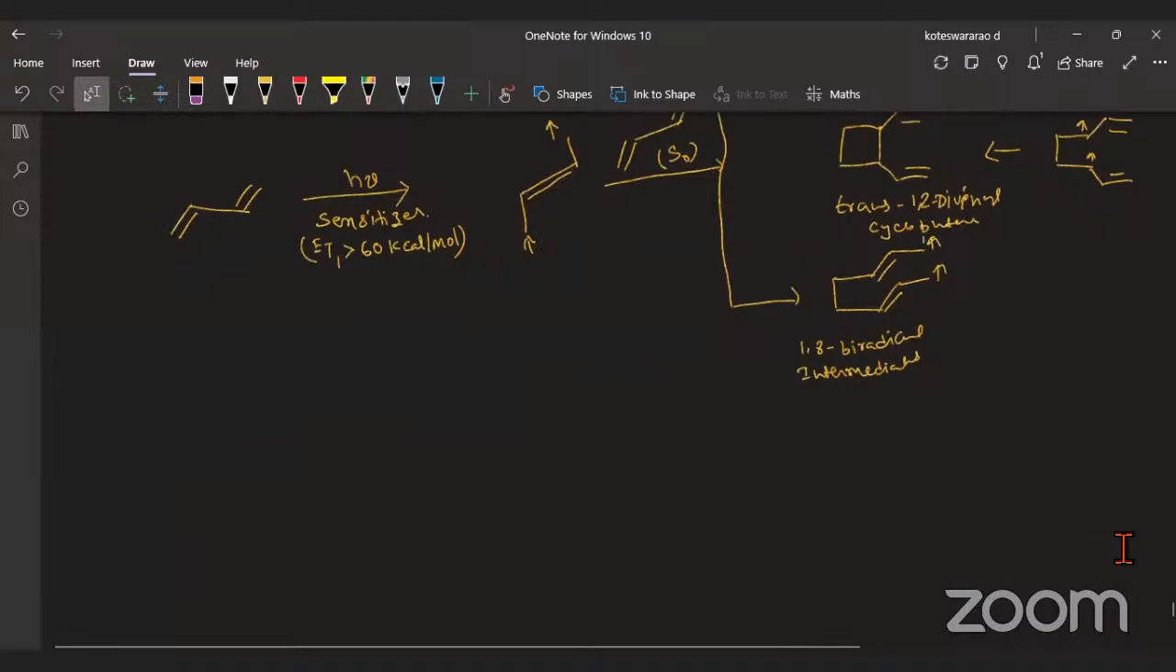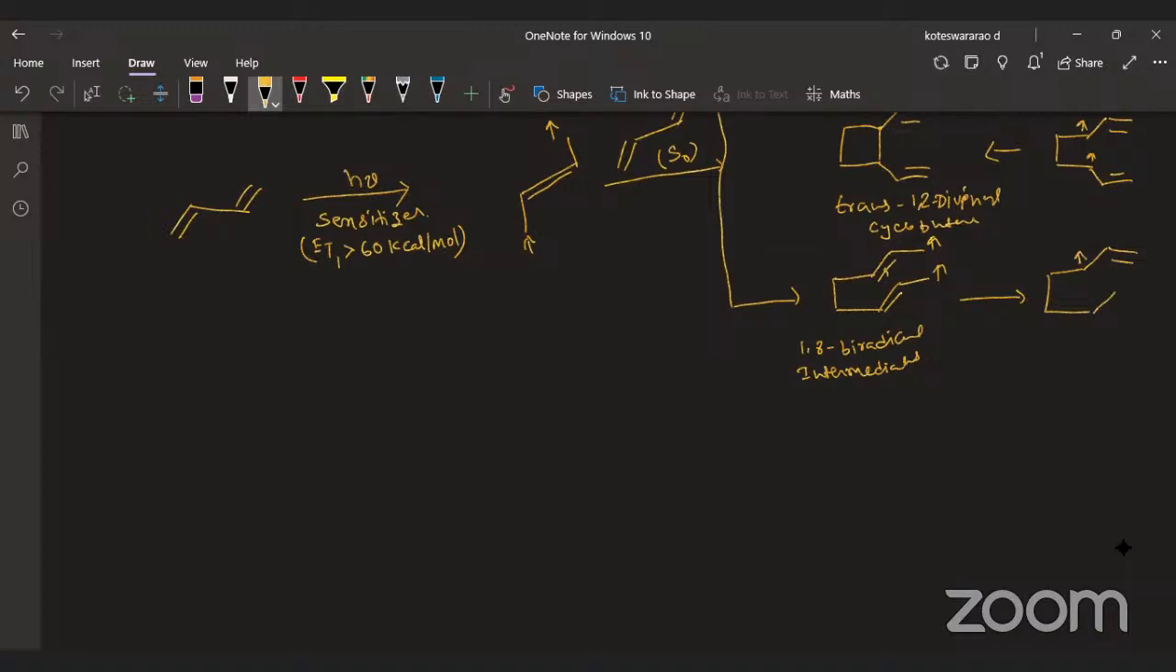Now, the second transition state, the 1,8 biradical, here also the same mechanism. It undergoes pi bond cleavage, homolytic cleavage, that forms the rearranging of the double bond. Here also that produces this. Again, this bond is undergoing homolytic cleavage.